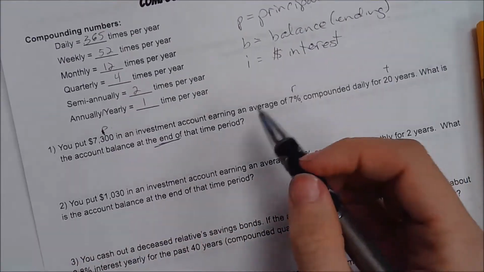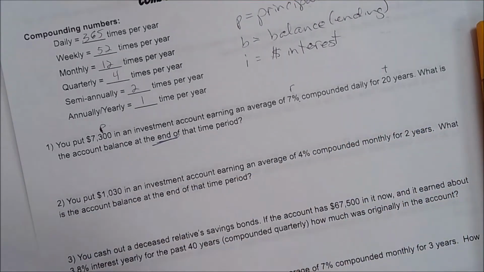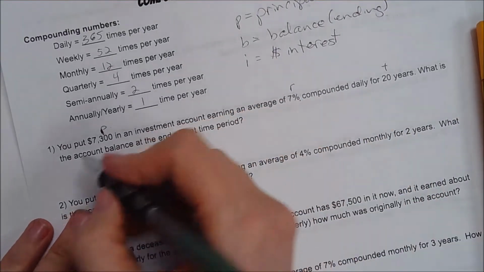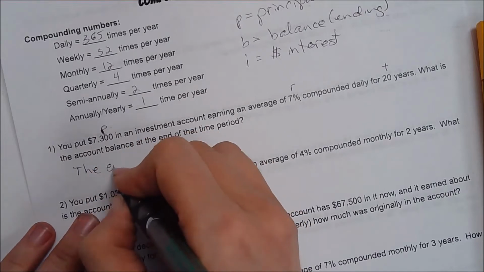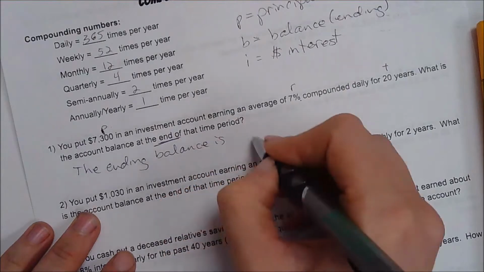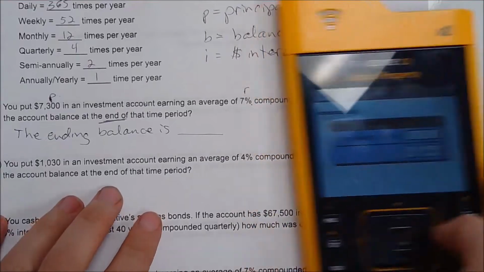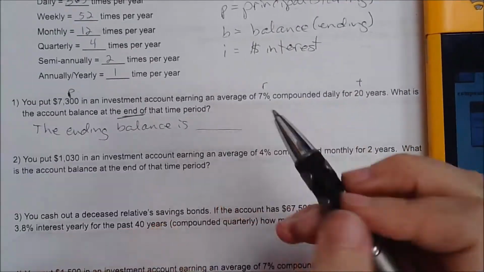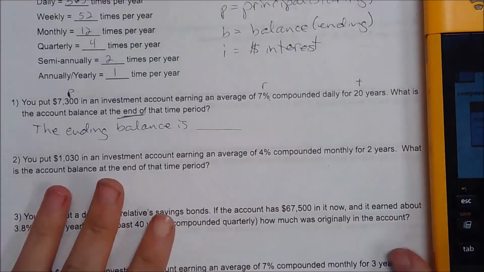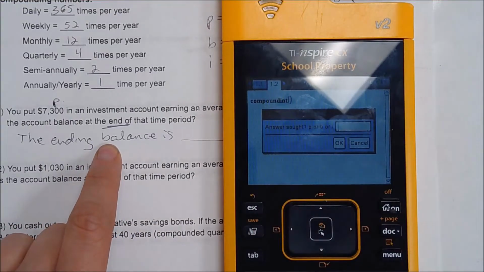Now what I want you to do is write out your answer in sentence form to be sure that you're giving the right number. So what is the account balance at the end of that time period? You could put, the ending balance is, and then we'll fill in your value there. Please do that. It is so common to do the problem correctly and then not read it, and you give the interest when it wanted the balance or vice versa. Just pay attention to what you're doing. So we are looking for the ending balance, so we're looking for B.